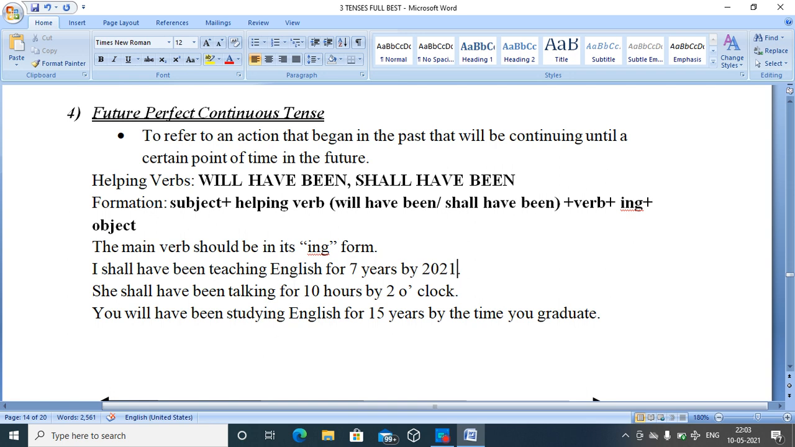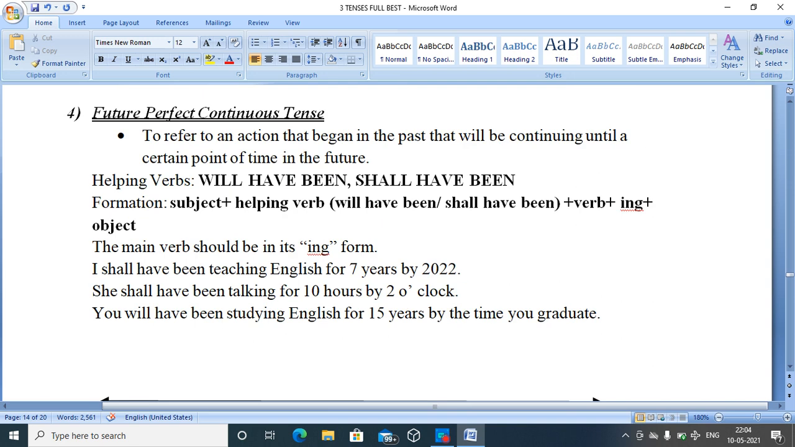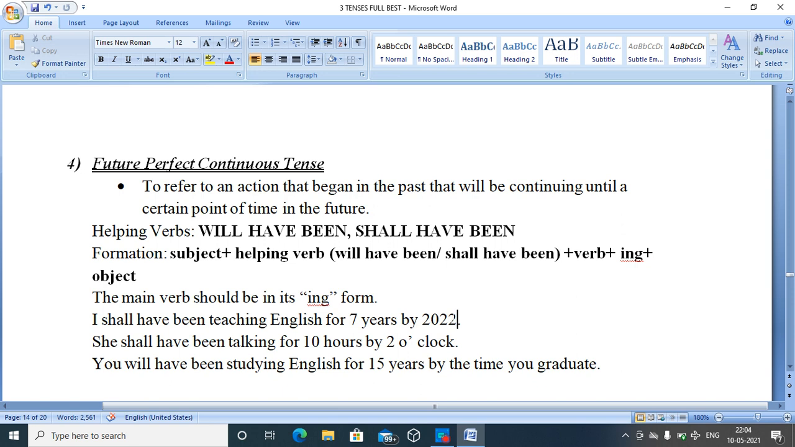So I shall have been teaching English for 7 years by 2021. You know, 2021 or 2022. That's apt, because when we refer to 2021, it may likely cause confusion. Because with all our diagram-based representation, we take 2021, the time of recording of this video, to be the present definite point. So it's good that you take 2022 as the point of time in the future.